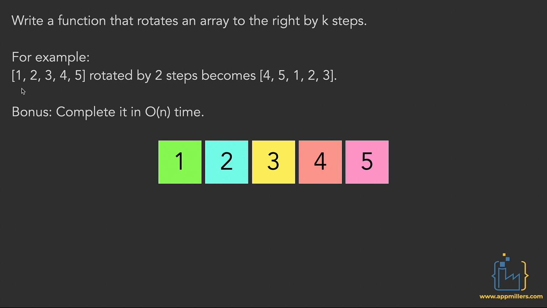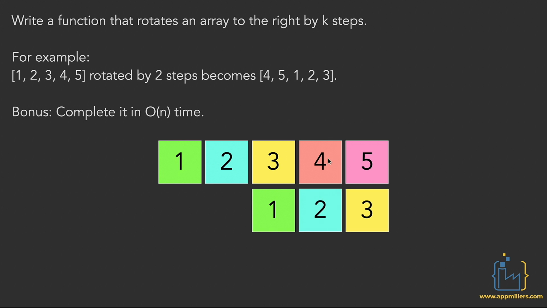So the index of 1 is 0. Now if we add 2 to that index, it's going to become index 2. That's why it's going to move to the index of 2. So the initial array is like this, and after rotation, it's going to become like this. 1 will move 2 steps right, then 2 will move 2 steps right, then 3 will move 2 steps right. Now when it comes to the 4, if you move it 2 steps right, it's going to be at the index of 6. We don't have index 6.